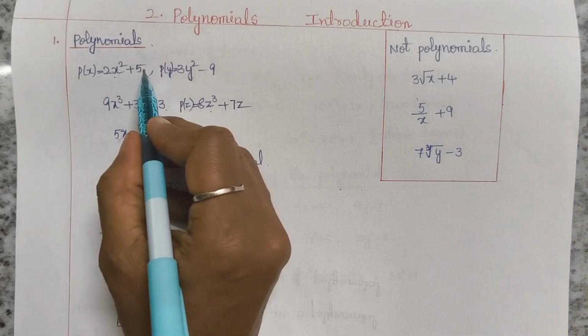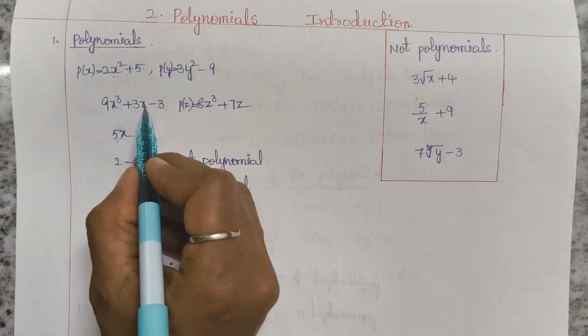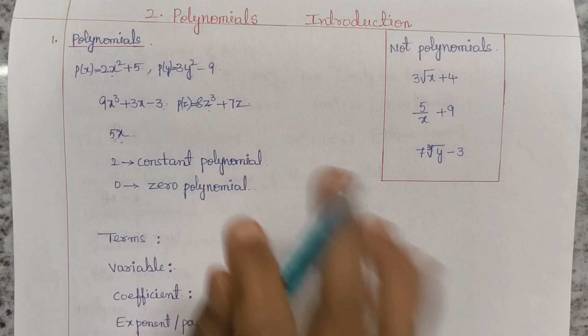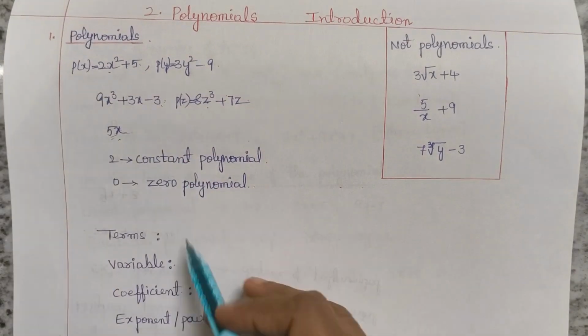So here how many terms? 2 terms. Here also 2. 1, 2, 3 terms. Here 2 terms. Here 1 term. This is also 1 term. This is also 1 term. Terms means, are you clear?